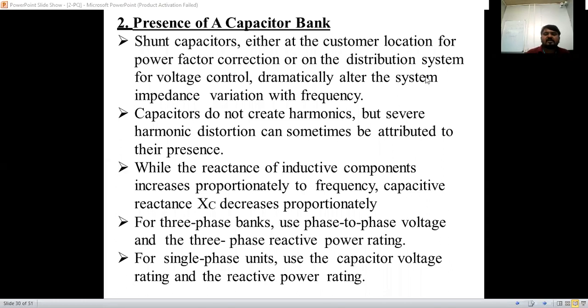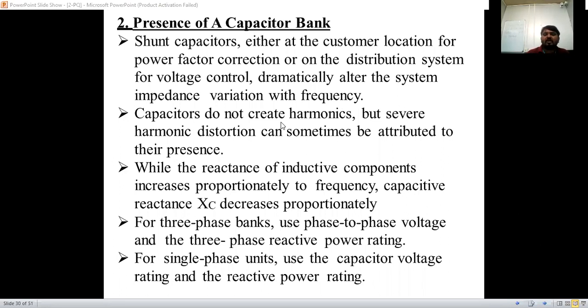They dramatically alter the system impedance variation with frequency. For harmonics we work in the frequency domain. If the system impedance varies with frequency, the capacitor will alter that, and so it will produce a problem.